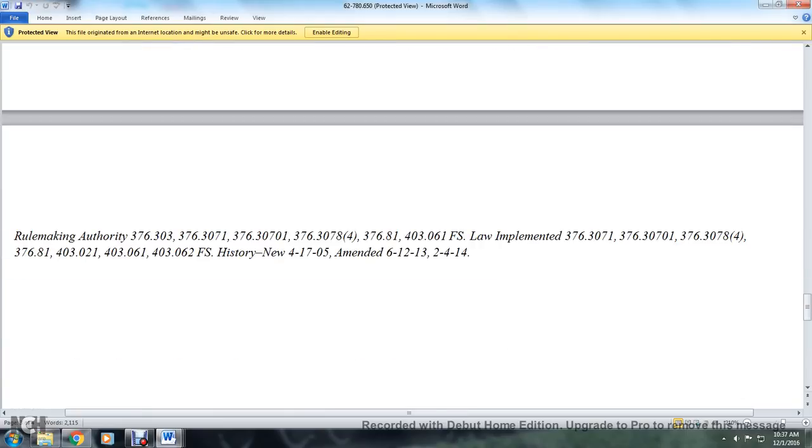Rulemaking Authority 376.303, 376.3071, 376.30701, 376.30784, 376.81, 403.061. Law Implemented 376.3071, 376.30701, 376.30784, 376.81, 403.021, 403.061, 403.062. History: New April 17, 2005, amended June 12, 2013, February 2014.